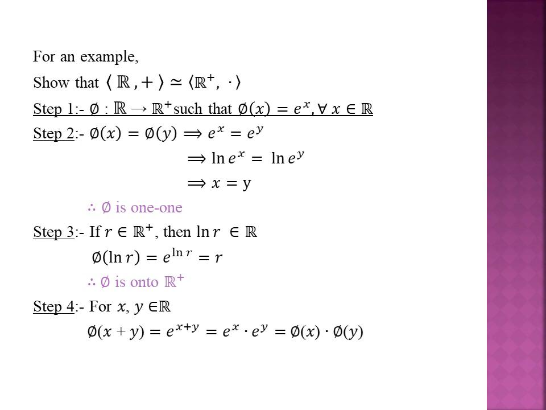So we get e raised to x plus y equals e raised to x into e raised to y. E raised to x is phi of x. E raised to y is phi of y. So we get e raised to x into e raised to y equals phi of x into phi of y. That is, we get phi of x plus y equals phi of x into phi of y. So we show that the real numbers R with the usual addition is isomorphic to the positive real numbers R with the usual multiplication.